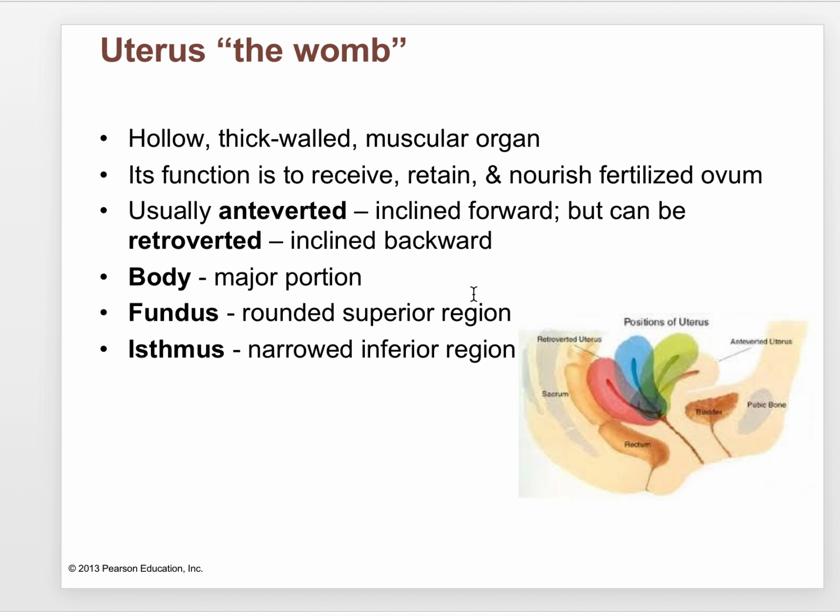The uterus, or the womb, is a hollow, thick, muscular organ. Its function is to receive, to retain, and nourish the fertilized ovum. It's usually anteverted, which is inclined forward. Here's a picture of anteverted, leaning forward. But it can be retroverted, backwards. There's the body of the uterus, which is the main portion. There's a fundus, which is around the superior region, and the isthmus, which is a narrowed inferior region.